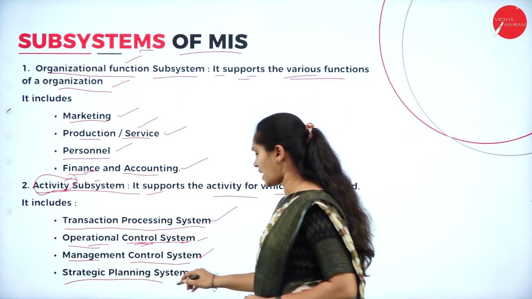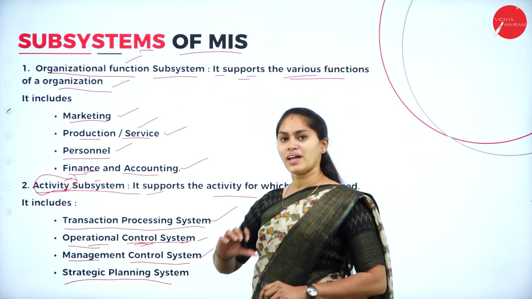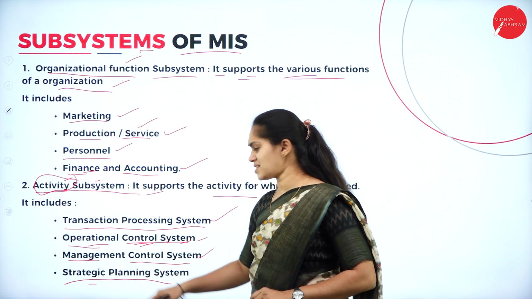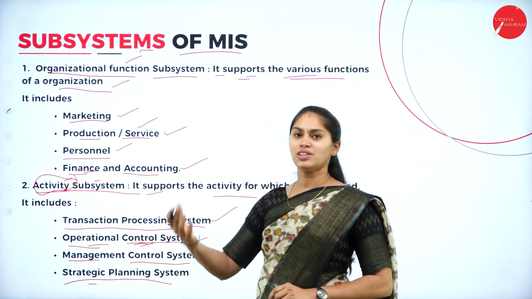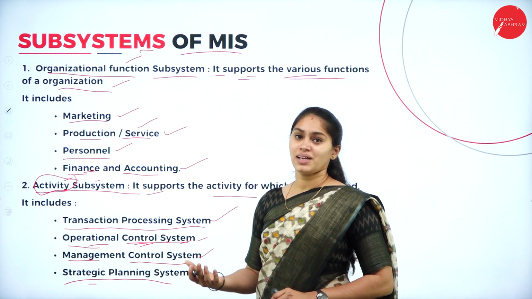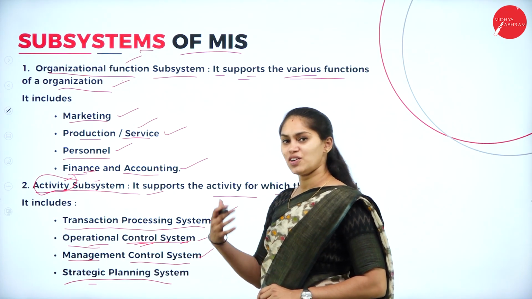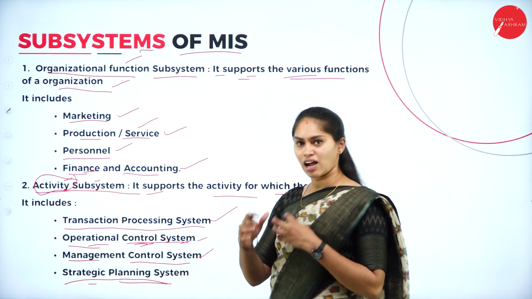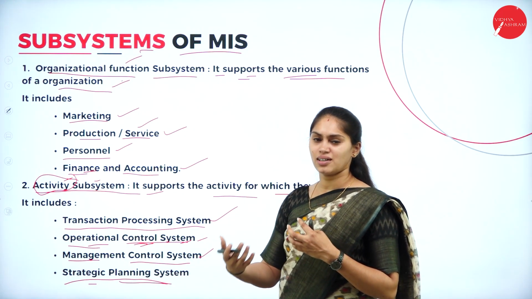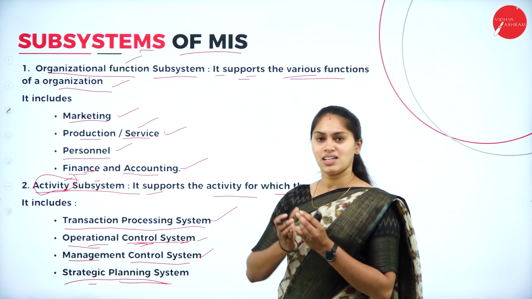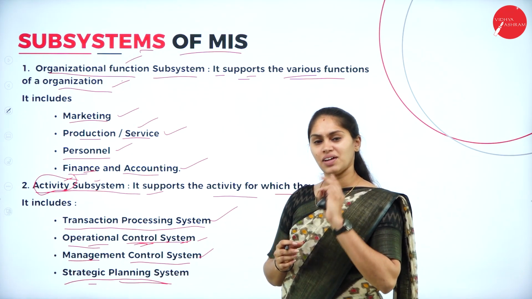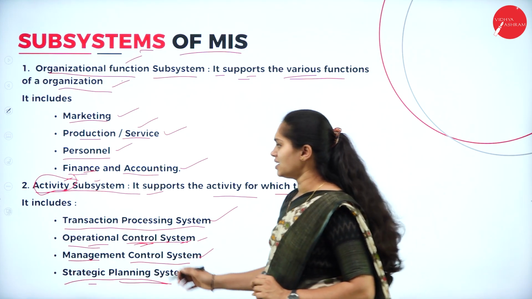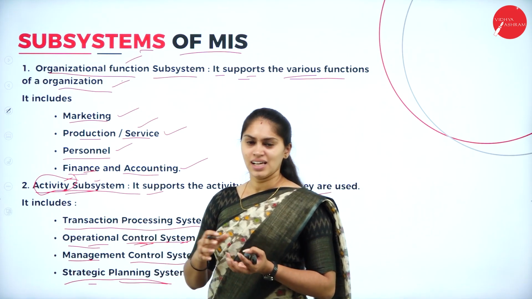Next we have a strategic planning system. How can we be the best in the market compared to our competitors? We have to make some strategy, we have to think in a unique way in order to be at the top of the market. So what are the activities we are doing for that? That comes under this activity subsystem.